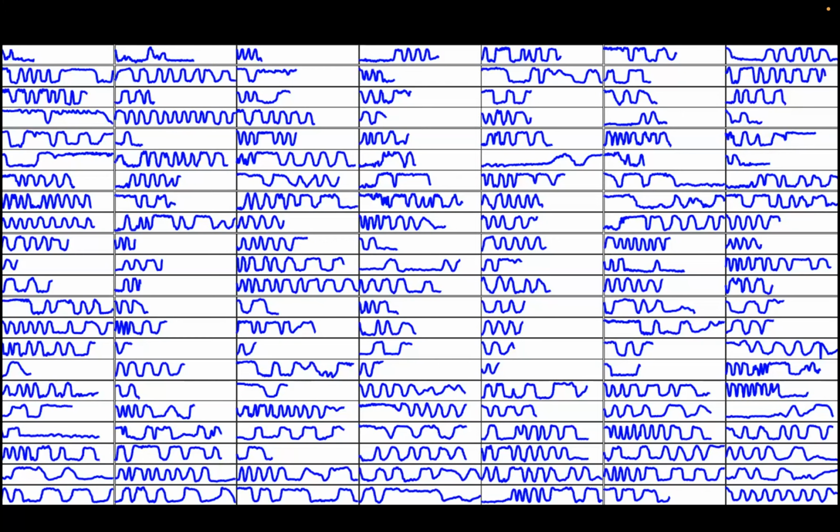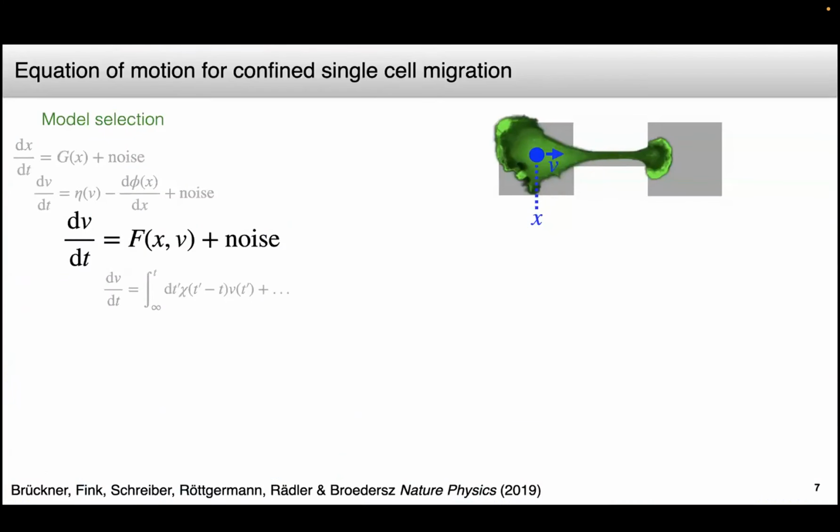Now, as I'm talking, you're probably staring a little bit at these trajectories, and you might notice that there might be something stereotypical about how these cells move through this confinement, but there's also a great deal of variability. So one of the first questions that we wanted to solve is whether we could actually disentangle deterministic from stochastic contributions to cell migration dynamics. And in essence, what we're seeking then is something like an equation of motion for confined cell migration.